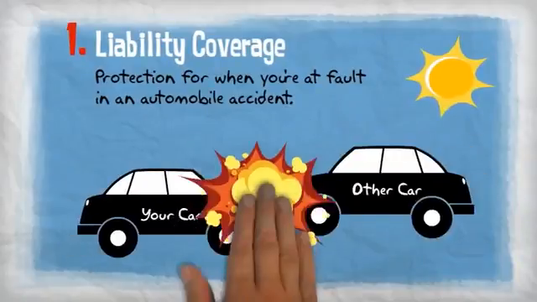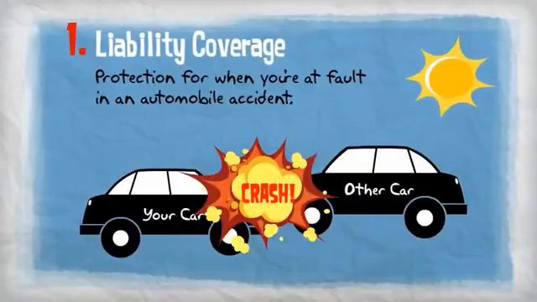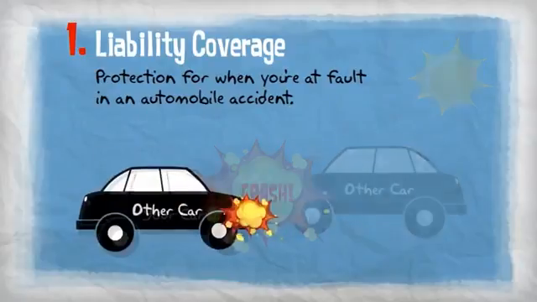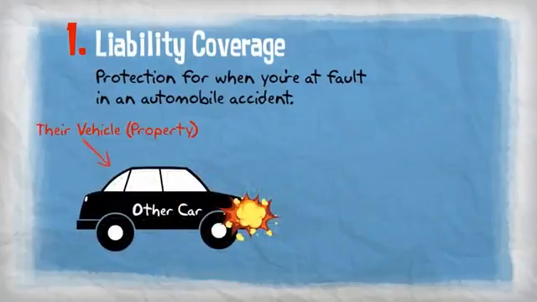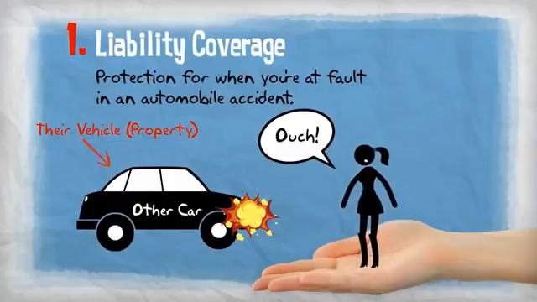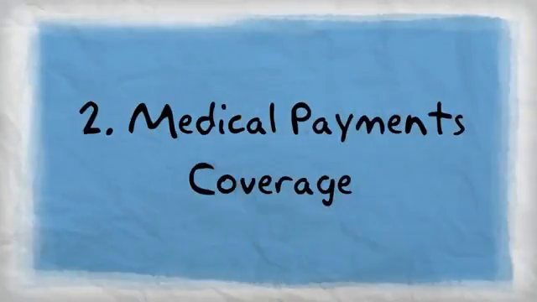So, if you accidentally hit someone else's car and injure the other driver, your liability coverage would pay for not only the covered damages to their vehicle, but also for the medical expenses related to their injuries. And yes, I said their injuries, not your own, which leads us to our second coverage, medical payments coverage.